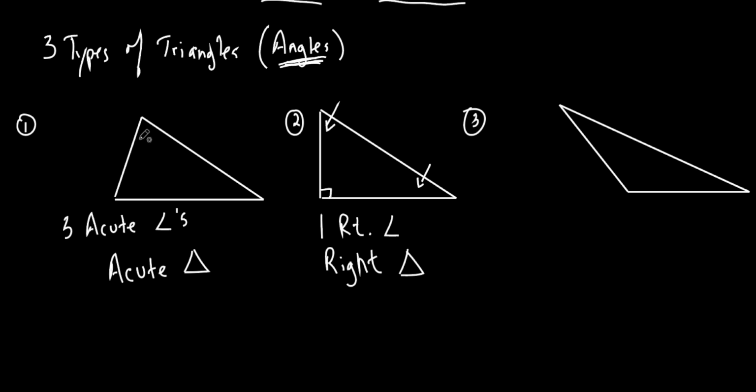All right, so we had three acute angles. We had one right angle. And what do you see that's different about this compared to the other two? You got this angle right there. What is that angle? It's obtuse.